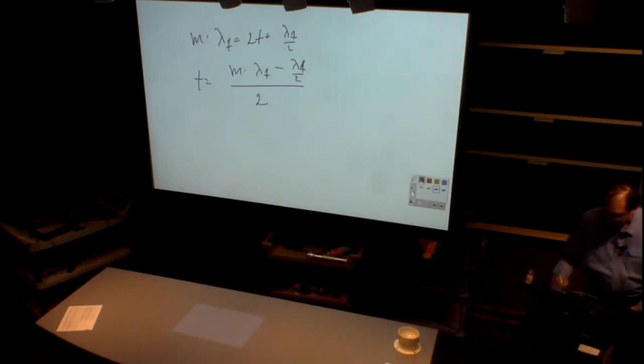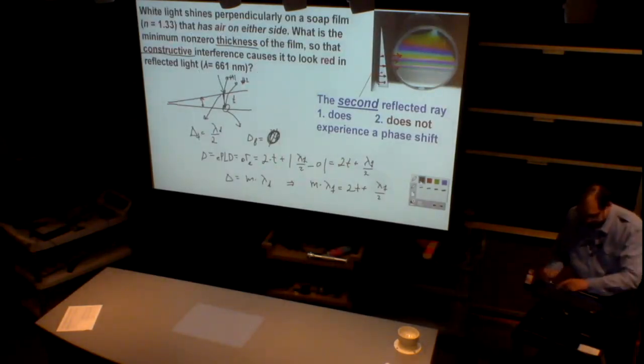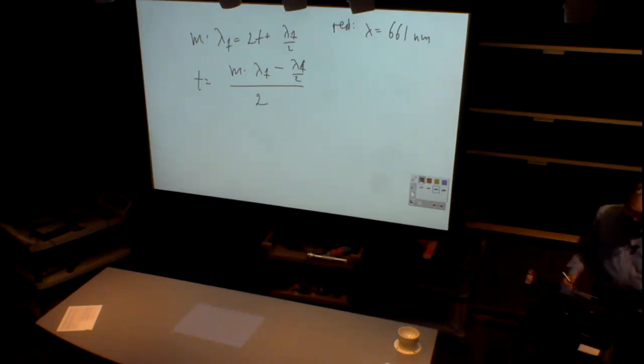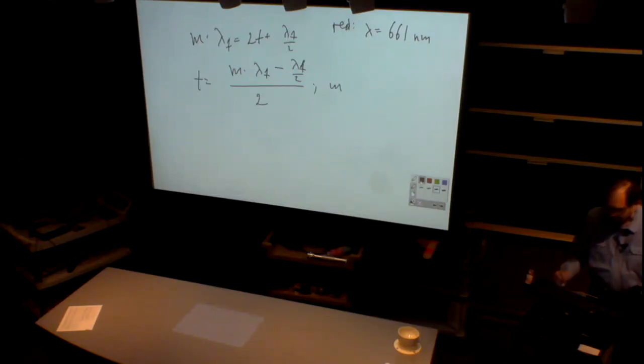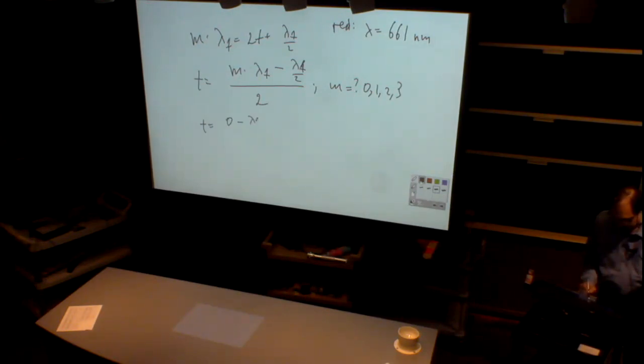As we can see, for the red light with the wavelength 661 nanometers, there are several solutions because m is not just a fixed number. It could have been, and we don't know yet, 0 or 1 or 2 or 3. So what do we do? We try them out. Let's say m equals 0. That gives negative thickness. That's wrong.